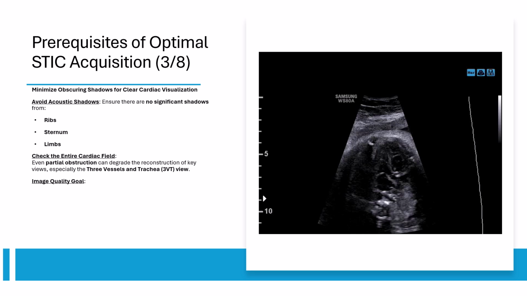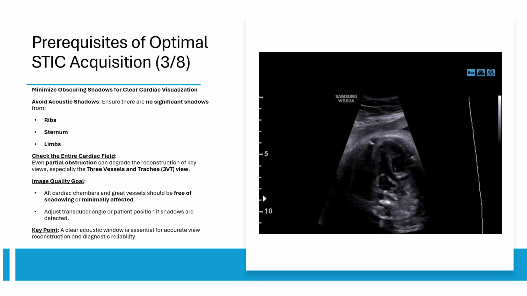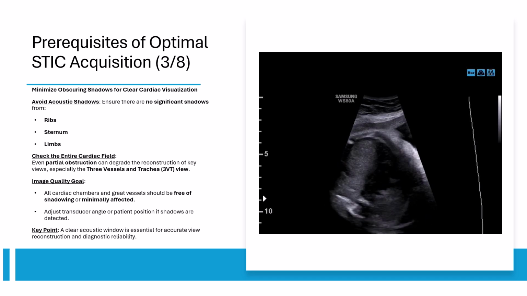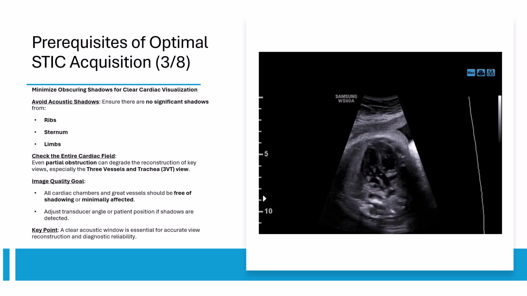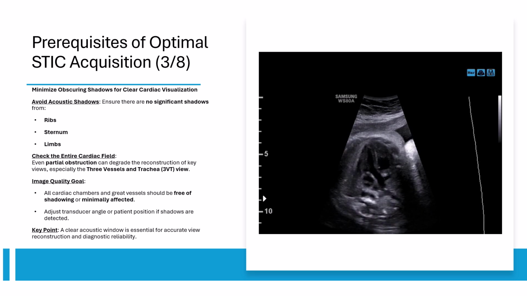If shadows are detected, adjust the transducer angle or reposition the patient as needed to improve the acoustic window. Remember, a clear acoustic window is critical for accurate reconstruction of cardiac views and reliable diagnostic outcomes.